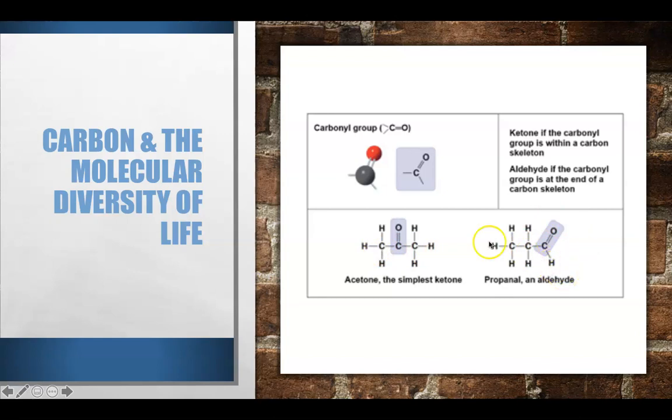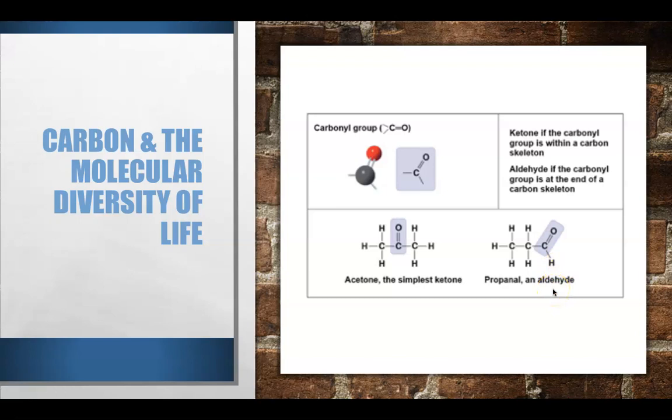But if it's at the end of the structure, we consider it an aldehyde. Think of it this way. Ketone is in the middle of the alphabet, so the letter K is in the middle of the alphabet. Ketone starts with K. So if my carbonyl group is in the middle of the structure of a carbon-carbon chain, it's a ketone. Aldehyde is at the beginning of the alphabet, the letter A. Aldehyde starts with A. So if my carbonyl group is at the beginning of the structure, where it only has one carbon attached to one side and a hydrogen on the other, then that is an aldehyde.